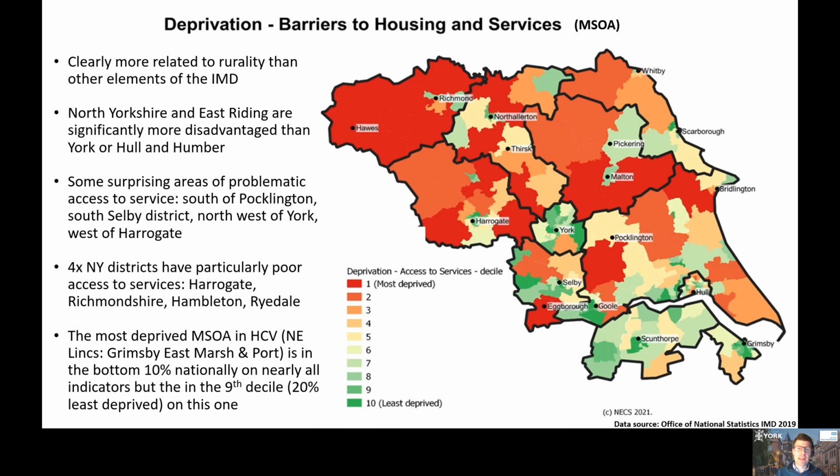And interestingly, one of the most deprived middle super output areas in Humber Coast and Vale, which is in North East Lincolnshire, is the most deprived on the composite average score, but on this particular domain, it's in the 9th decile, so the second to least deprived decile. So again, you can't make simplistic judgments.